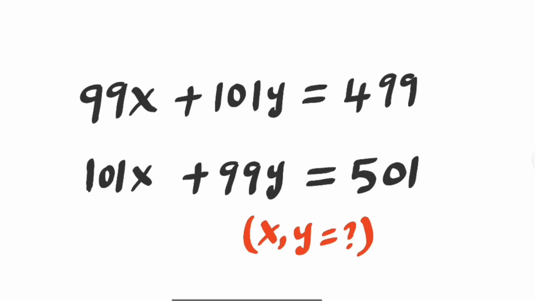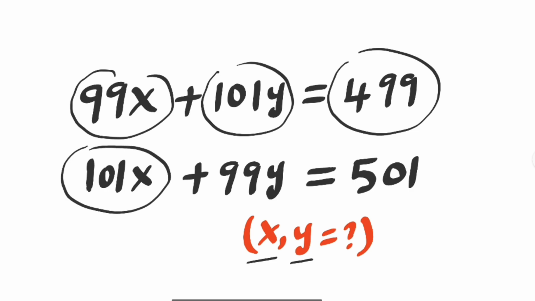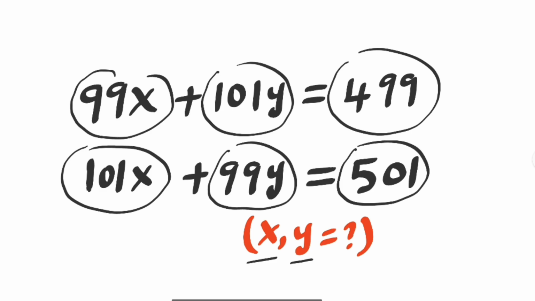Hello everyone, let us solve for x and y in this beautiful algebra problem. 99x plus 101y is equal to 499. Then 101x plus 99y is equal to 501.